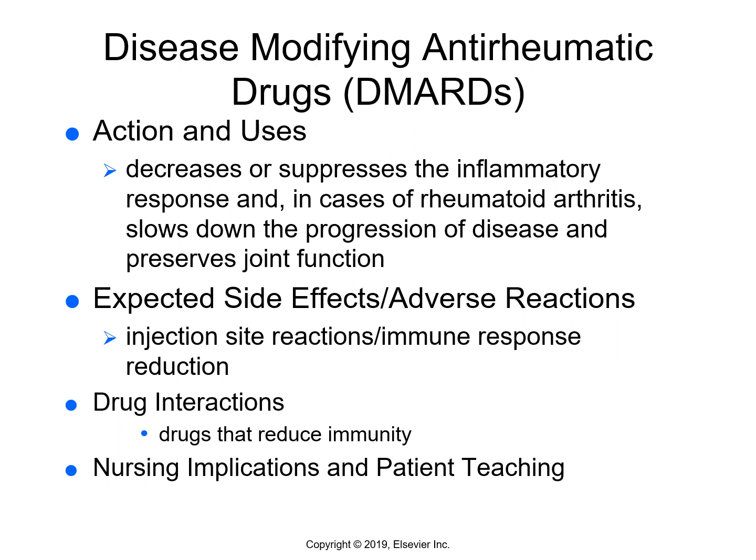So, what are the medications under your disease-modifying anti-rheumatic drugs? You have your Humira, your adalimumab, or your etanercept, or your Enbrel.